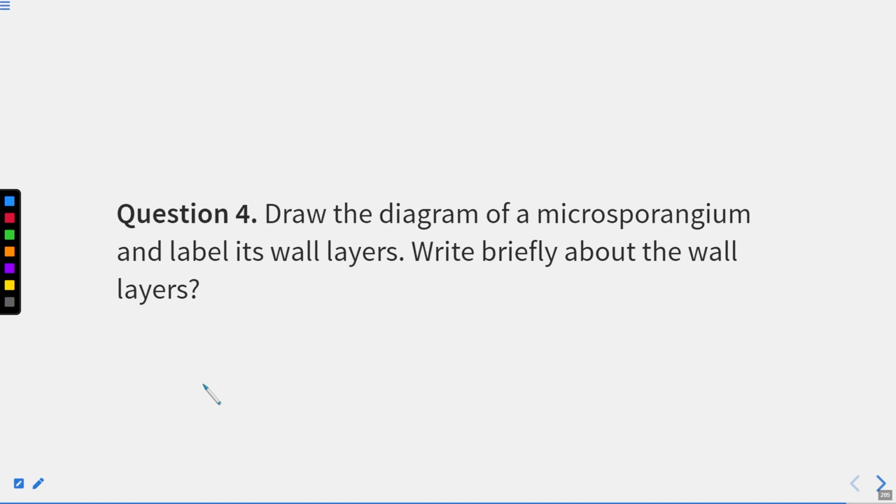Now let's talk about question number 4. Now here we have to draw the diagram of a microsporangium and label its wall layers. And we have to write briefly about the wall layers.